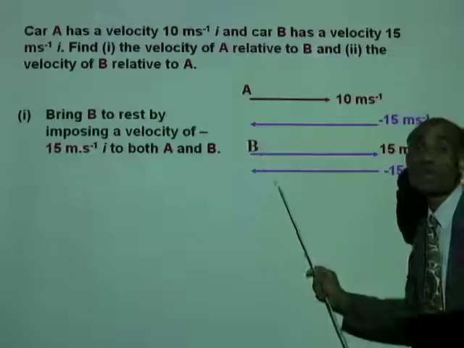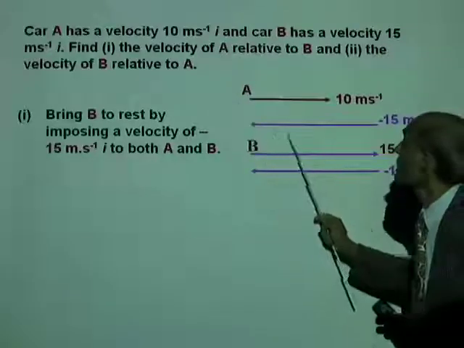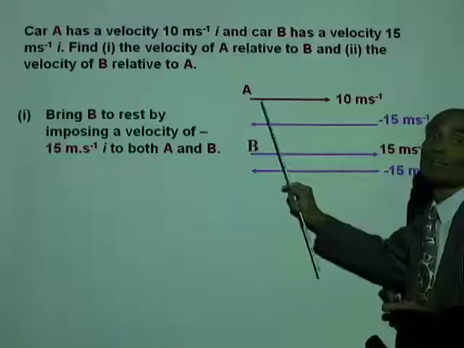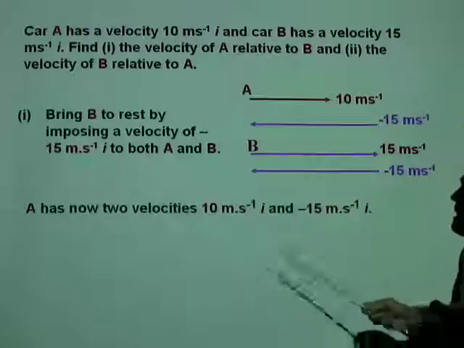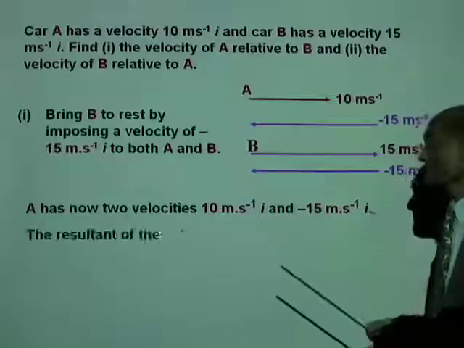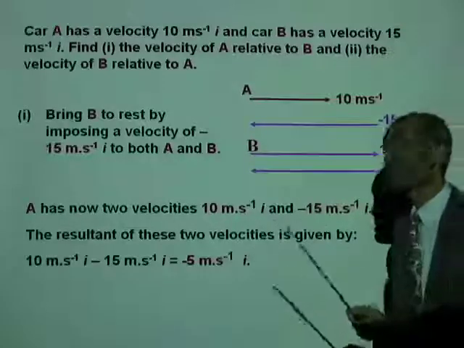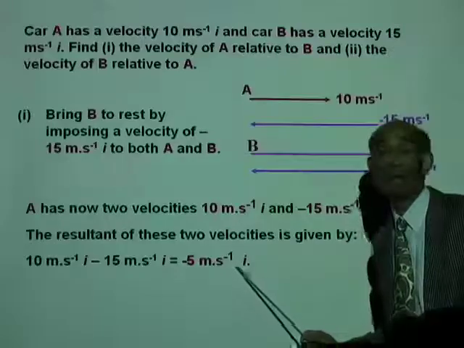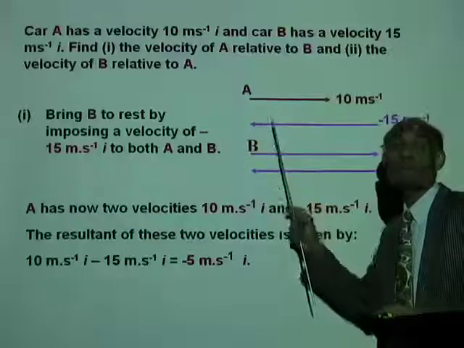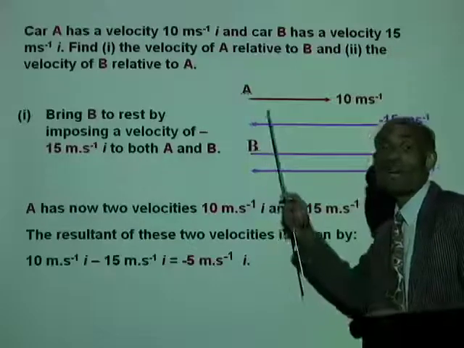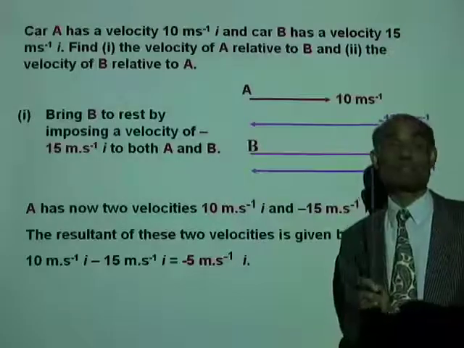What does it do to B? B is now brought to rest. And what is the resultant velocity of A? It will be 10 minus 15, that is negative 5 meters per second. So the resultant velocity of A is negative 5 meters per second i. What does it mean? When you measure the velocity of A from B, A will appear to be going back with a velocity of 5 meters per second. That is the meaning there.